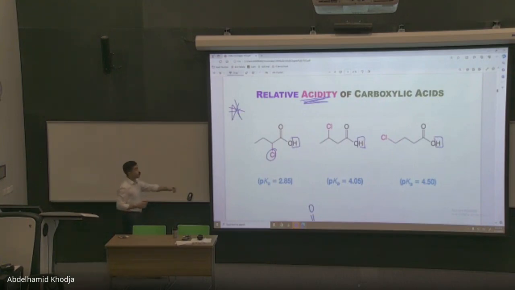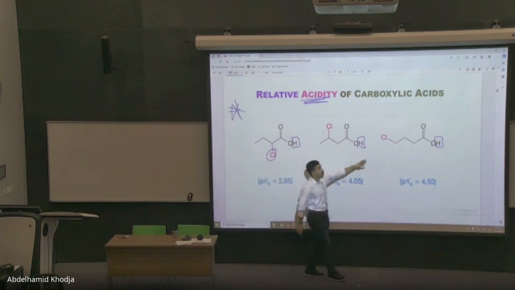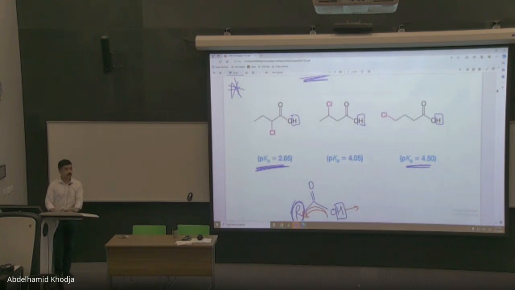If we have a group that's closer to our hydrogen, it's pulling more electrons away, right? And if it's further away, it's pulling less. So, based on that, can you infer what is going to be the most acidic and least acidic? Just based on where we're going to put the chlorine. It's going to be simple. The one that's closest, the chlorine atom that is closest to our carboxylic acid, is the most acidic, and the one that's furthest away is the least acidic. That's it. Very simple, very straightforward.